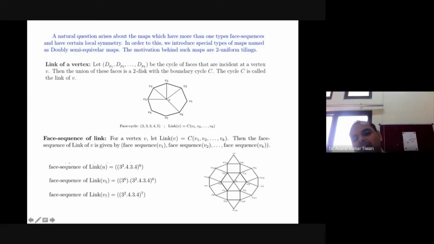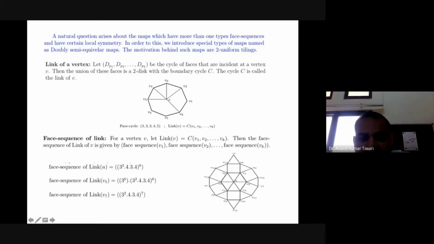For example, in this figure on the right hand side, this is a map on the Klein bottle. If we see, then the link of U is what? This cycle, right? And the phase sequence of this link is nothing but the phase sequence of this, of this, of this, of this, and this. If consecutive phase sequences are the same, then we write in the product form. So we see the phase sequence of the link is 3 square 4 3 4 to the power 6. That is consecutive 2 trigons, then 4gon, then 3gon, then 4gon incident at 6.